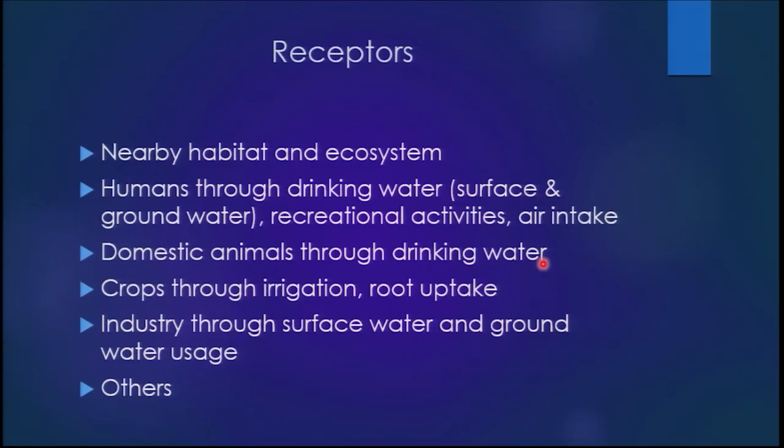So animals can be affected. If we are using water for irrigation purposes, then crops will uptake whatever contaminants are coming, the roots can uptake it and it can come into the food chain. Industry uses the surface water and groundwater, so if there are some contaminants, it can affect the quality of the water being used by the industry. So everybody here is a receptor. If there is sensitive environment, they can be affected. So these are the ways in which we can be affected.